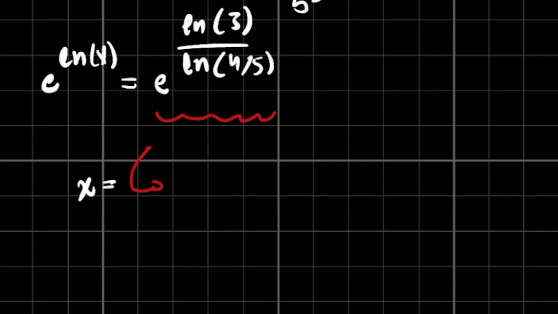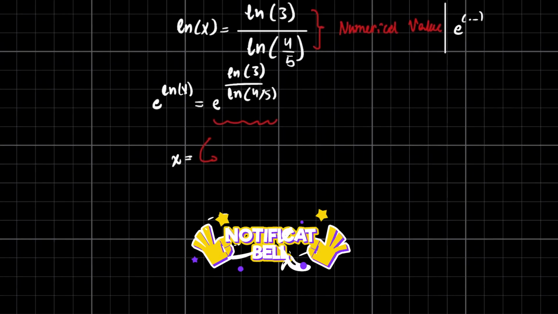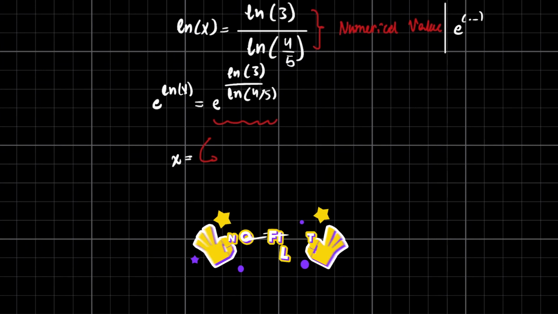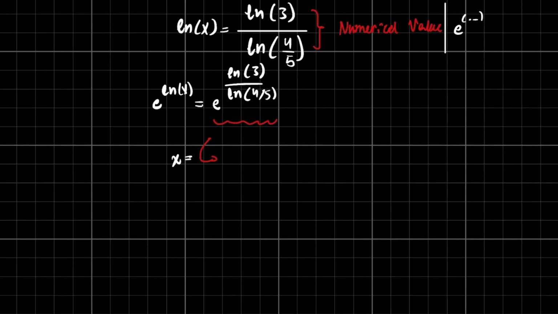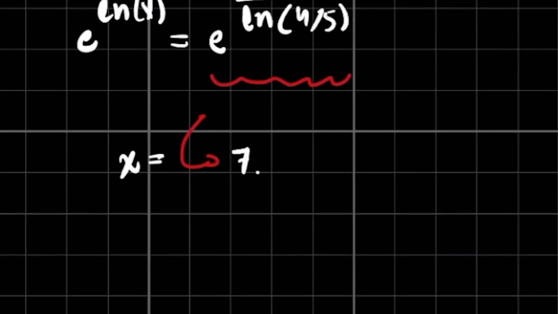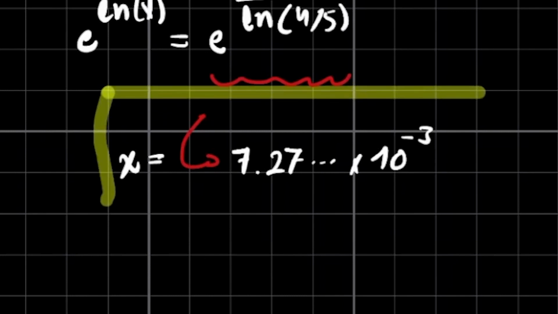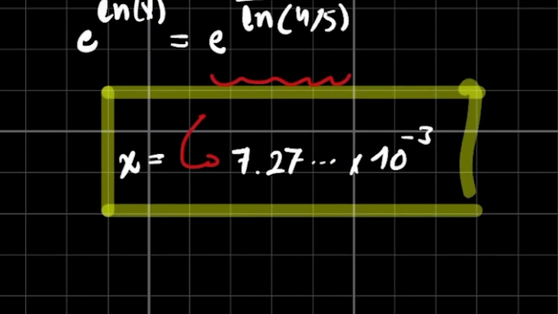So I'm going to have as an answer, x is equal to this expression right here, which I can just put in my calculator, and as an answer, I will get 7.027 something times 10 to the power of minus 3. And that is going to be my value of x.